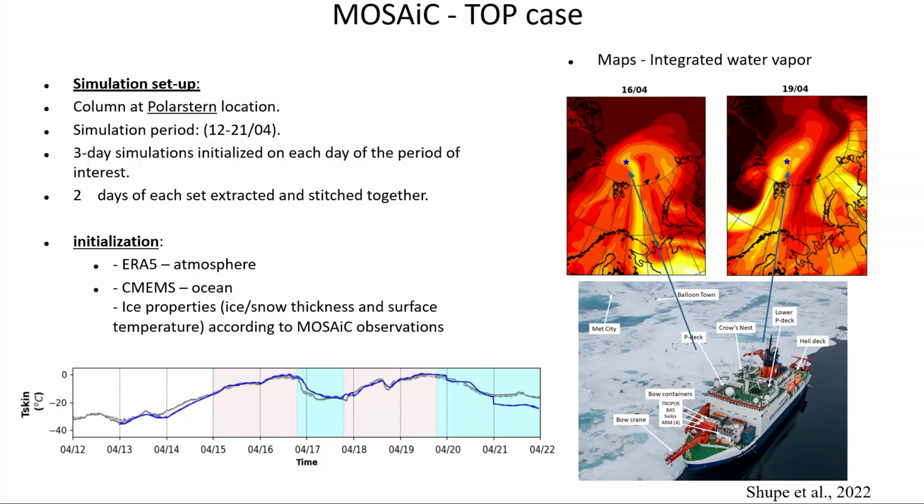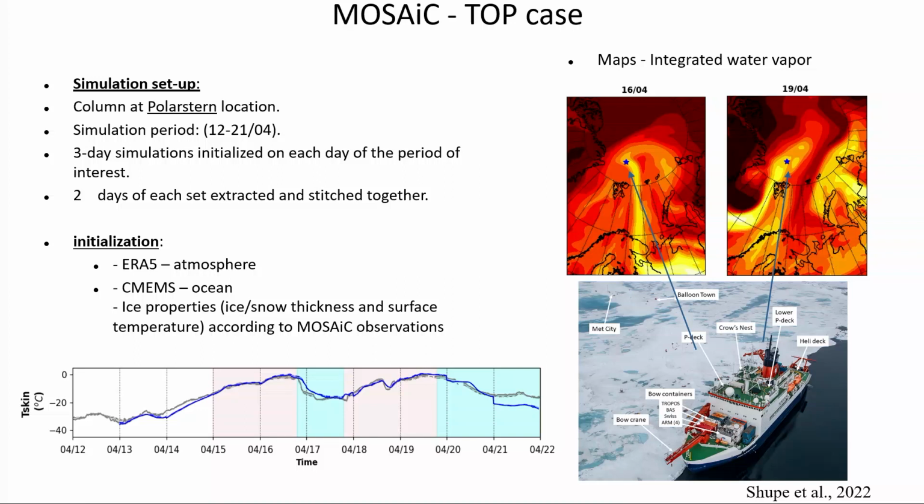The gray line is the observations, and then the blue line is what we're simulating with the AOSCM. And those sudden changes in the simulated curve are because this is not a full-length, uninterrupted simulation. These are tiny, smaller simulations that are stitched together. So what I did is I initialized simulations on each day, and then I took the second days of each simulation and stitched them together to create this time series for the entire period.